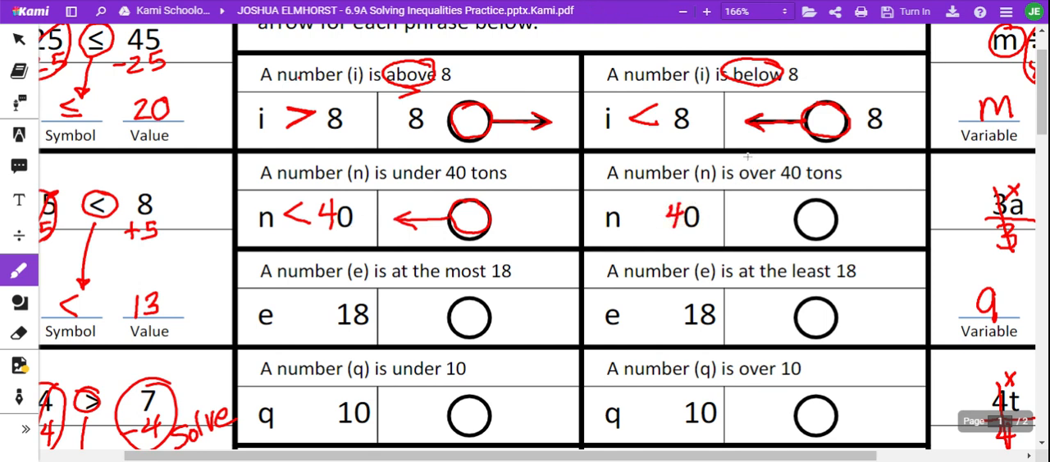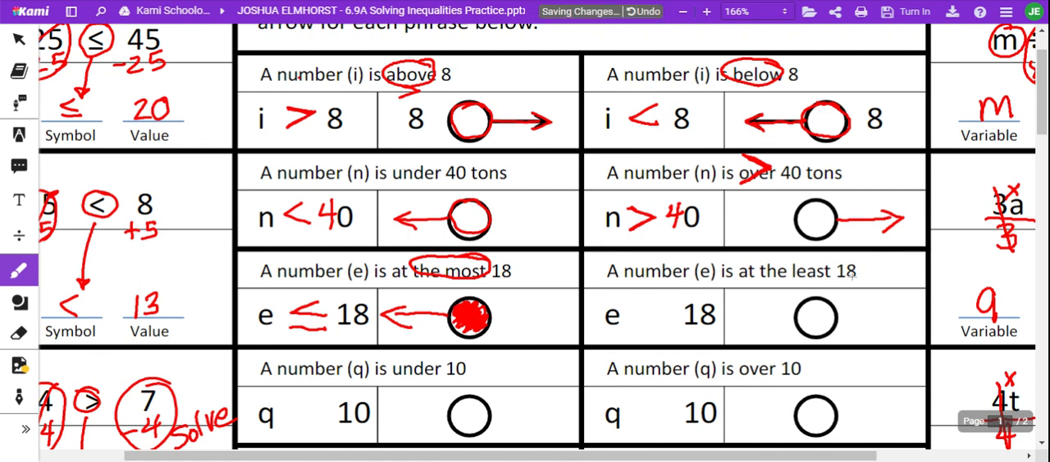A number is over 40. Over means greater. Greater means going to the right. The most. The most is 18. 18 can be 18 is the most, so it's equal to. If 18 is the most, then that means everything else is less than. Less than or equal to is shaded.